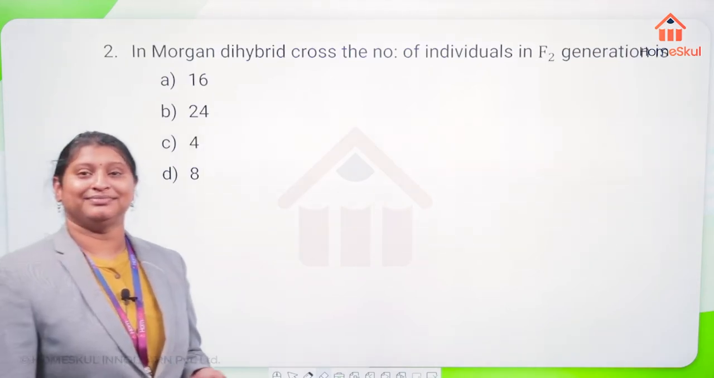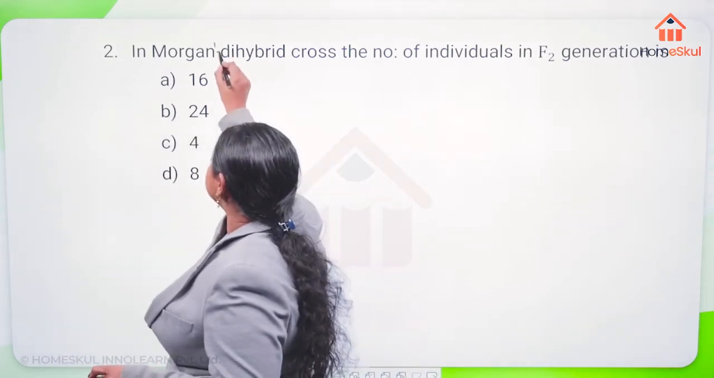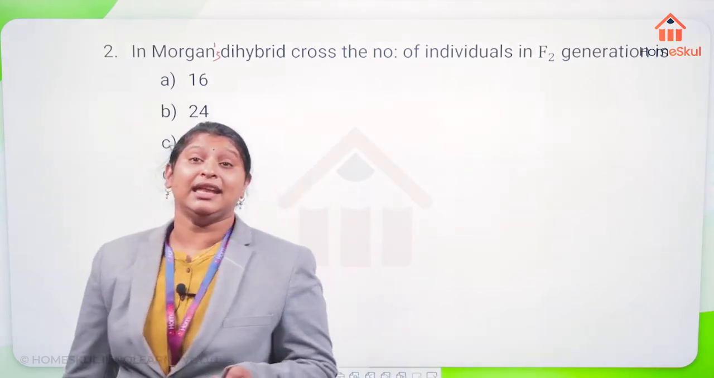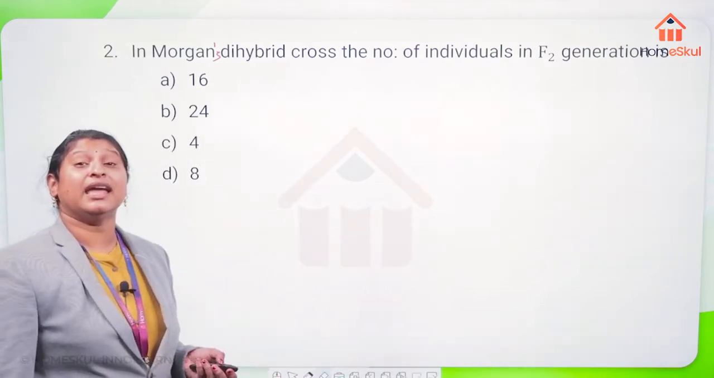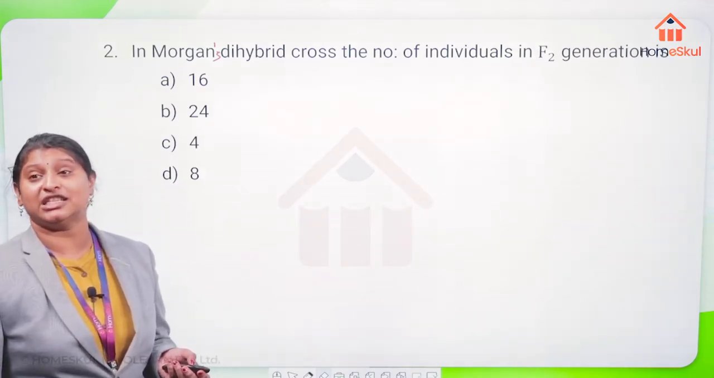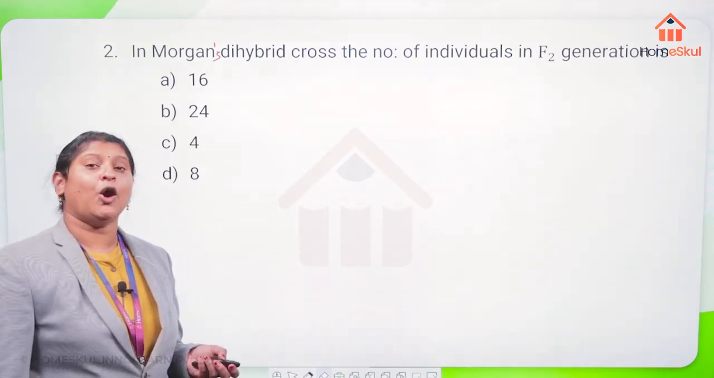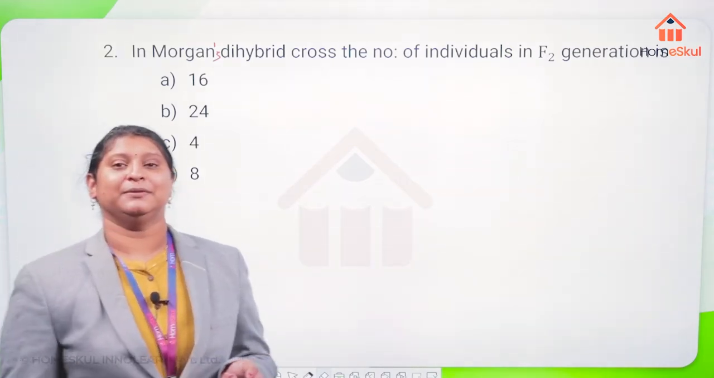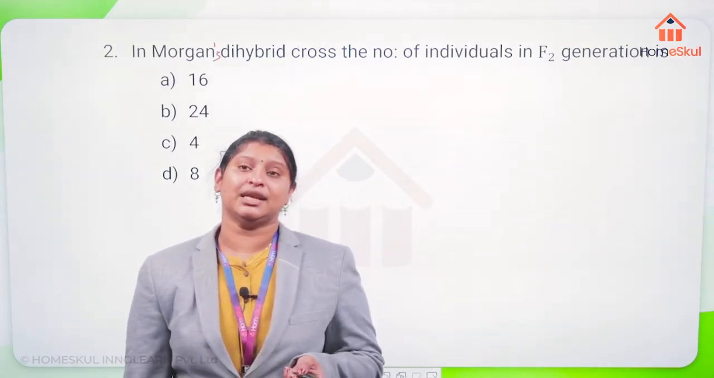Question number 2. In Morgan's dihybrid cross, the number of individuals in F2 generation is: option A, 16; option B, 24; option C, 4; option D, 8. What will be the answer?